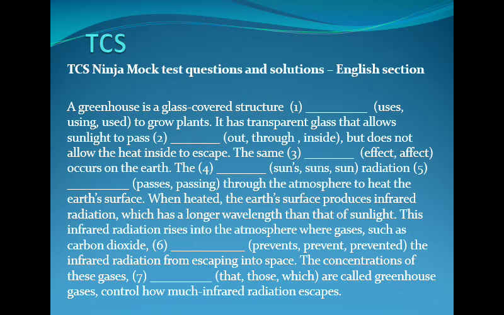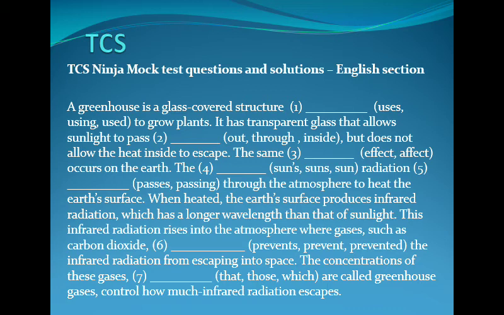This infrared radiation rises into the atmosphere where gases such as carbon dioxide, so you're talking about gases such as carbon dioxide. So the subject over here is gases and such as carbon dioxide is just a subclause. So the main subject over here is gases, which is plural. So you need to use the second choice, that is prevent. Okay. You shouldn't have an S along with that. The second choice out of the 3 is correct. Gases prevent the infrared radiation from escaping into space.